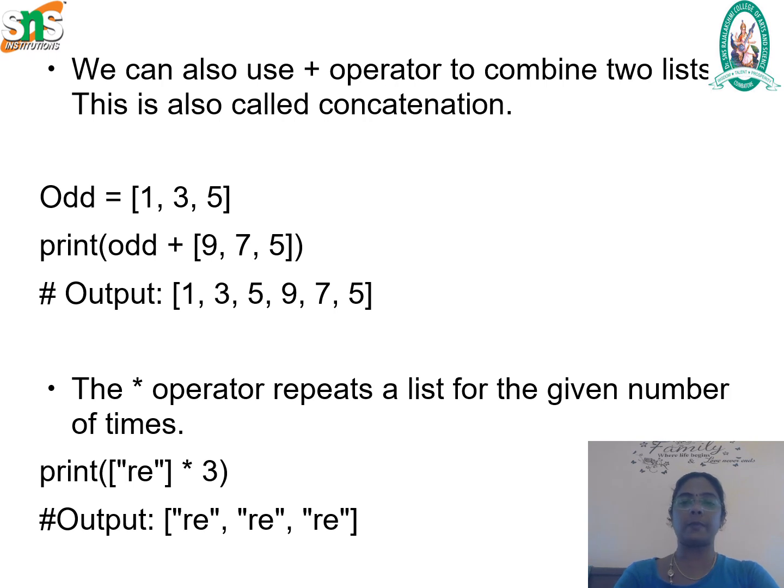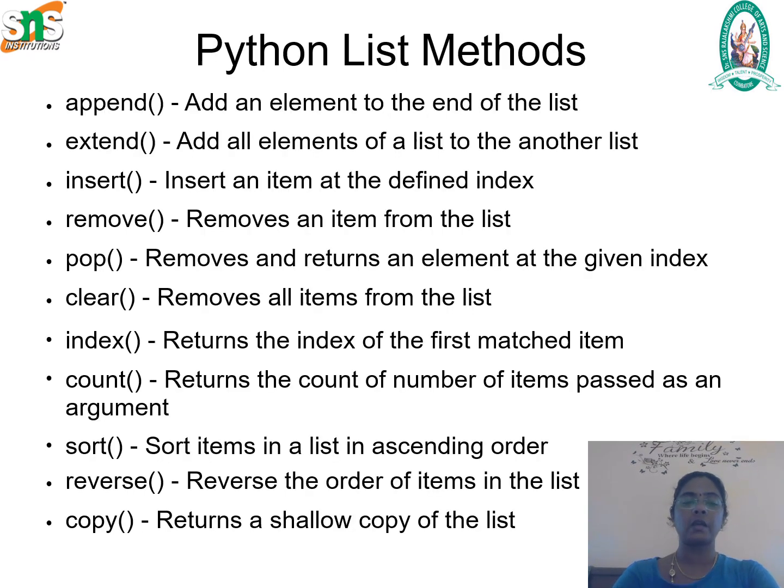We can also use the plus operator to combine two lists. This is called the concatenation of the list. The multiplication star operator repeats the list for the given number of times. For example, if you give the list times 3, then the list contains 3 copies of the same items. These are some of the Python list methods: append, extend, insert, remove, pop, clear, index, count, sort, reverse and copy. The name itself tells the function of that particular method.